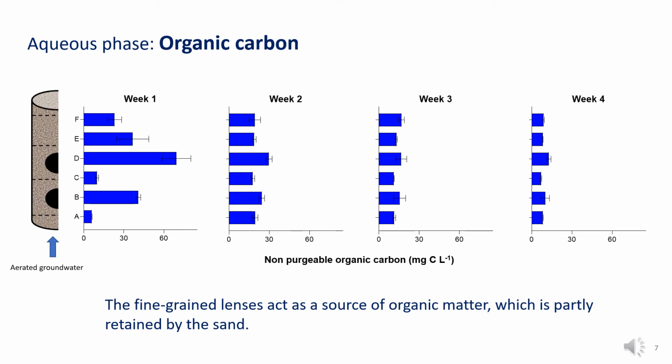Let's start with getting a sense of the aqueous phase during the first few weeks to understand our system. Looking at organic carbon, you can see in the lens ports B and D that a large amount of organic carbon is being flushed out in the first 2 weeks, which is also apparent in the sand that follows both lenses. Now, because these levels weren't as high in the effluent water, it suggests that at least some of the organic matter is being transferred from the lenses into the sand.